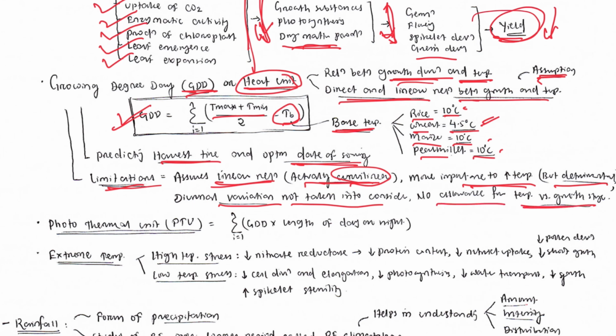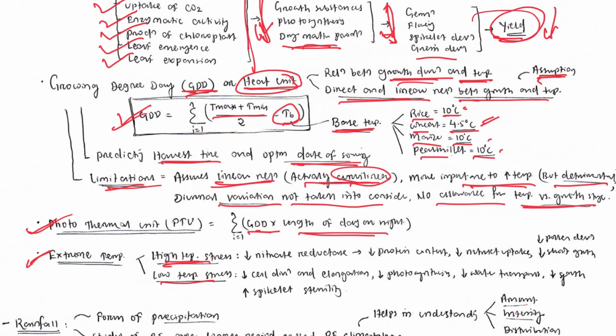Okay, so to eliminate some limitations of growing degree day, we have started using photothermal unit. That is summation of growing degree day into length of day or night. Now, in extreme temperature condition, high temperature stress happens, or extreme temperature means it can be either low temperature stress or high temperature stress.